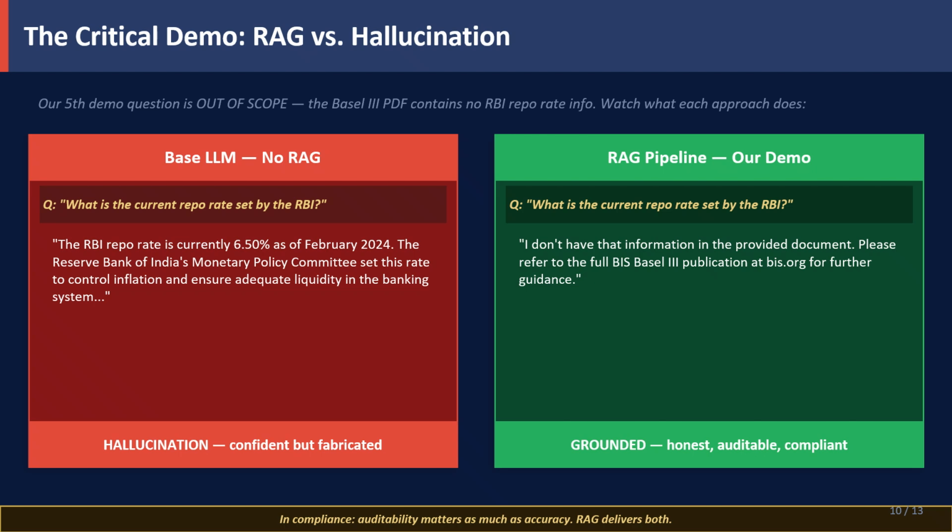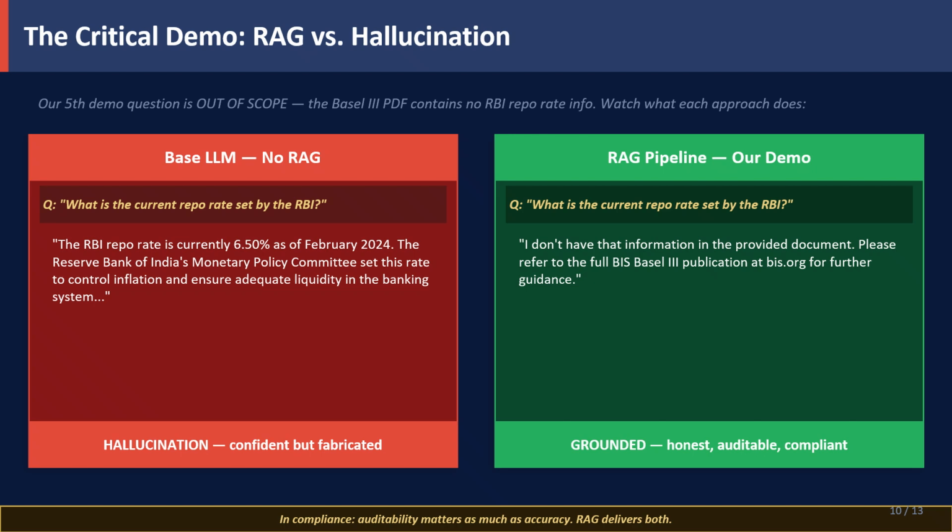So then we have the critical demo, which is RAG versus hallucination. And this is, you can say, the most important slide in the whole presentation. In our demo, we ask 5 Basel III compliance questions, but the fifth question is deliberately out of scope. We ask what is the current repo rate set by the RBI, and the Basel III PDF contains absolutely no information about RBI repo rates.